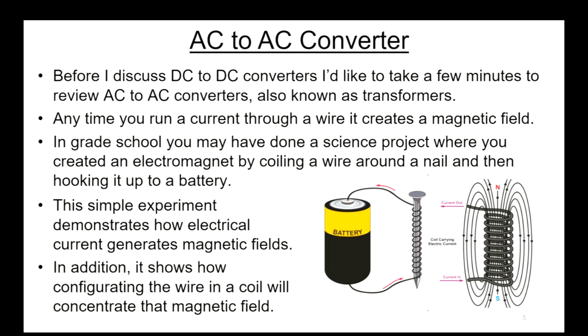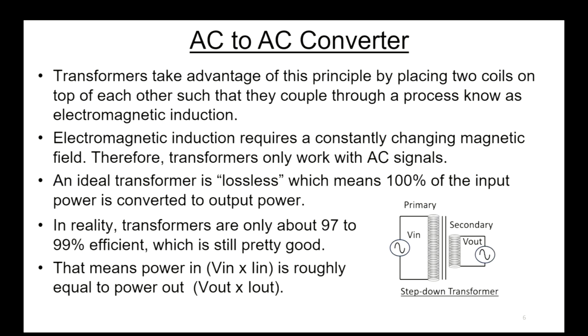In addition, it shows how you can concentrate a magnetic field by putting in a coil of wire and making all those field lines overlap each other, like in the drawing on the right-hand side here. So transformers take advantage of this principle by placing two coils right on top of each other, such that they couple through a process known as electromagnetic induction. Electromagnetic induction requires a constantly changing magnetic field. Therefore, transformers only work with AC signals.